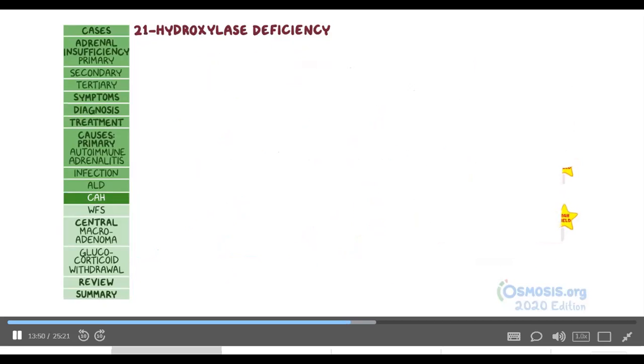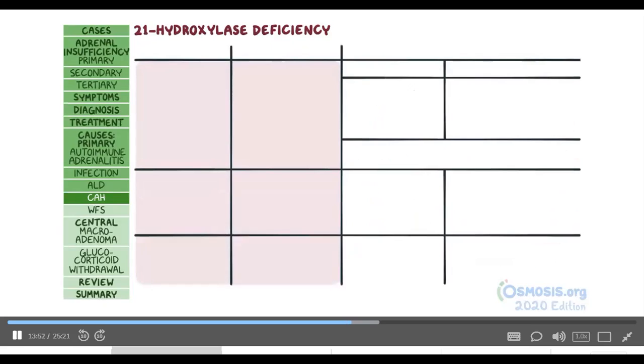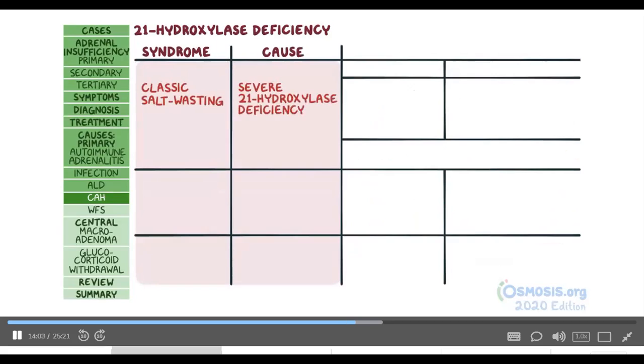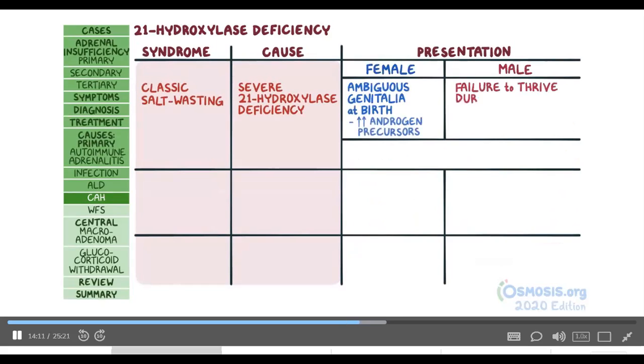It's important to know that 21-hydroxylase deficiency can lead to 3 distinct syndromes depending on the residual activity of the enzyme. First is the classic salt wasting type, which is caused by severe 21-hydroxylase deficiency. In this case, females present with ambiguous genitalia at birth due to excess androgen precursors, and males present with failure to thrive during the first 1 to 2 weeks. They can also have symptoms like dehydration, vomiting, and hypotension, mostly due to aldosterone deficiency.